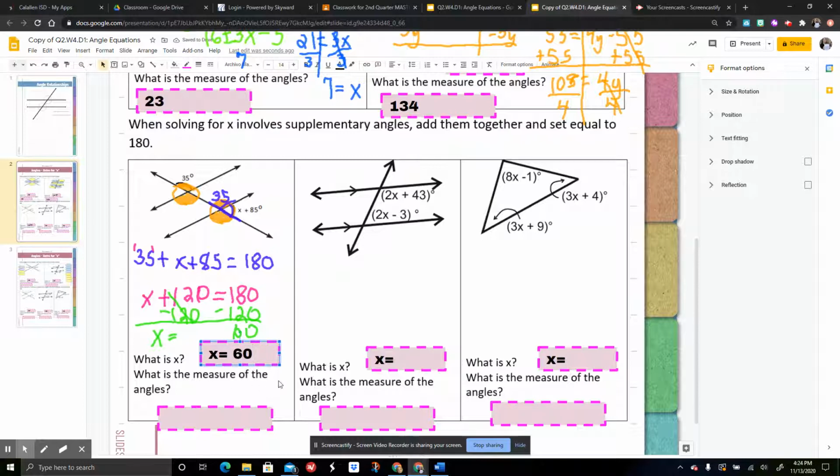It wants to know the measure of the angles. We know the first angle is 35, but we need to know the other angle. If x is 60, then this angle is 60 plus 85 because it's x plus 85. 5 plus 0 is 5, and 8 plus 6 is 14. So it's 145. So our two angles are 35 and 145.